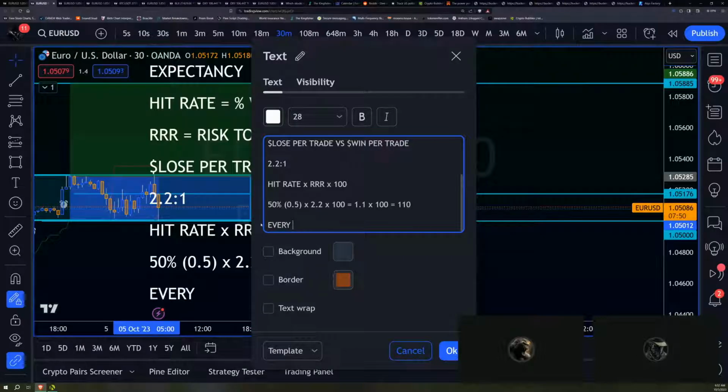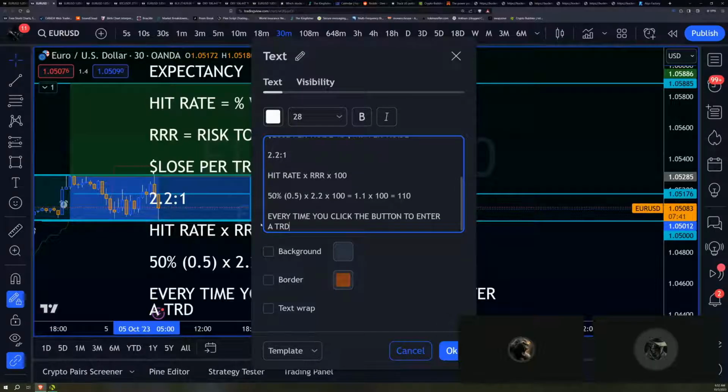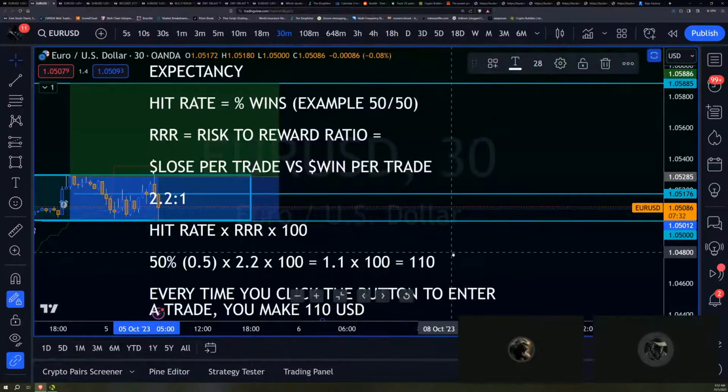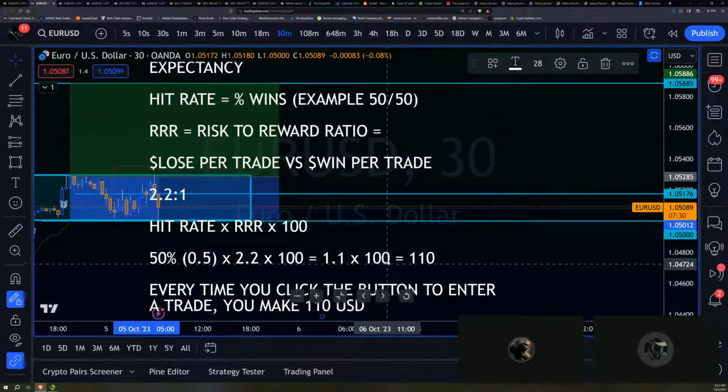Every time you click the button to enter a trade, you make $110, right? Now, that means, first of all, you're going to get this after a lot of testing, right?